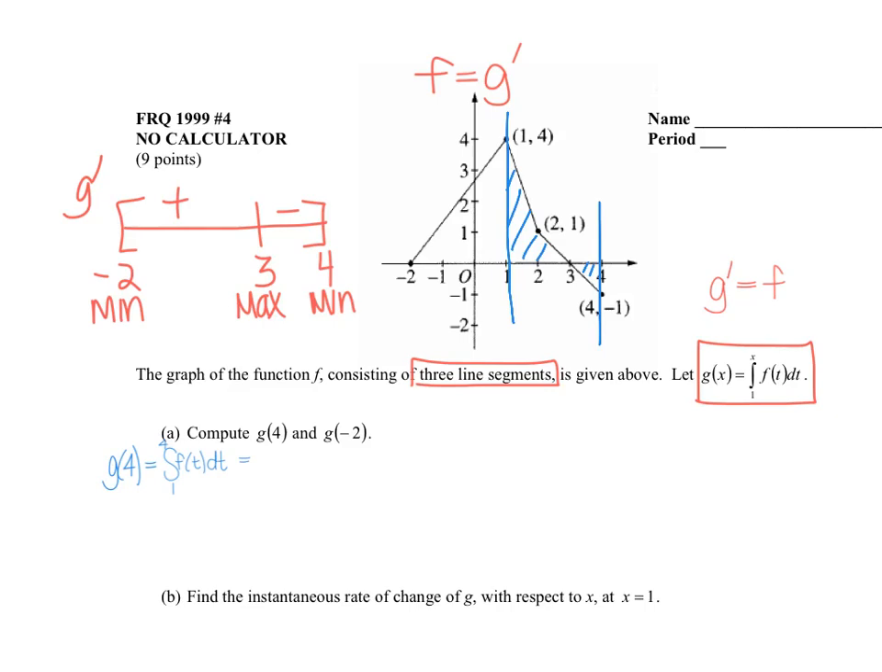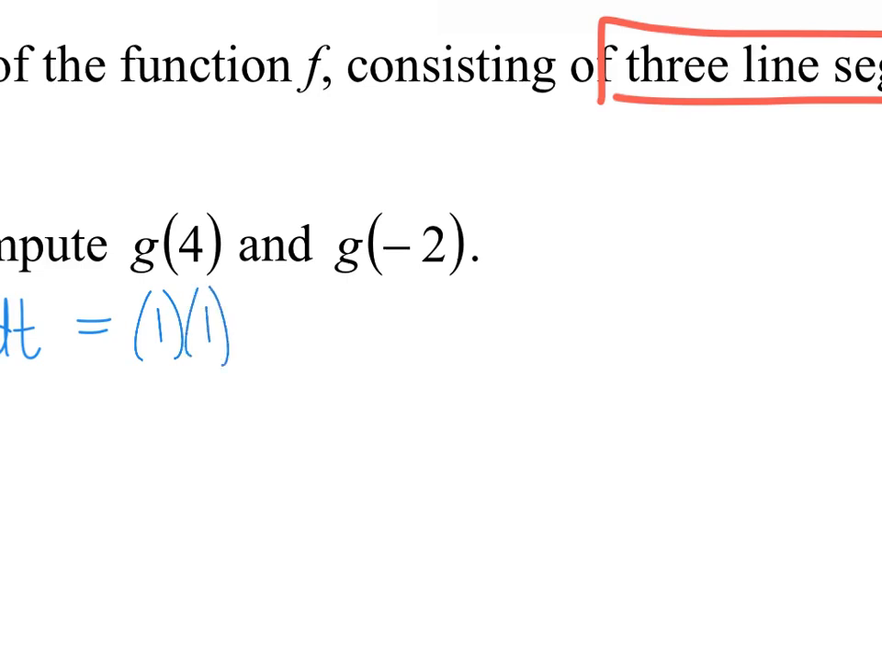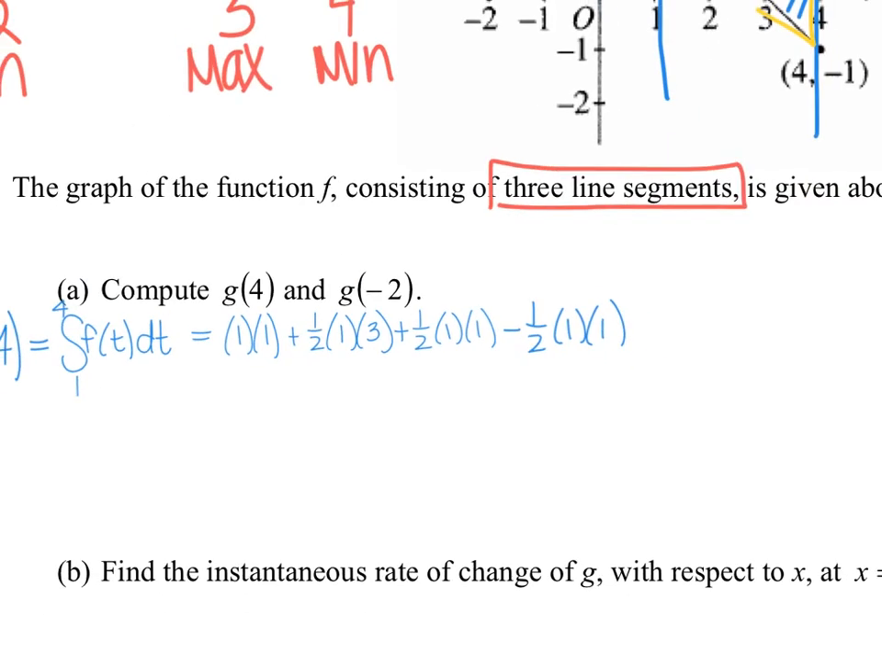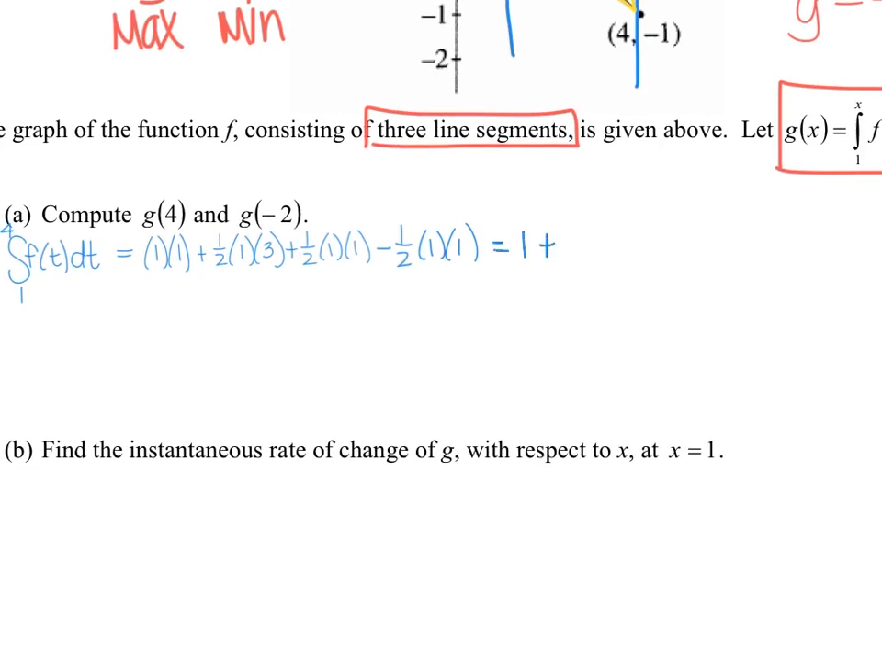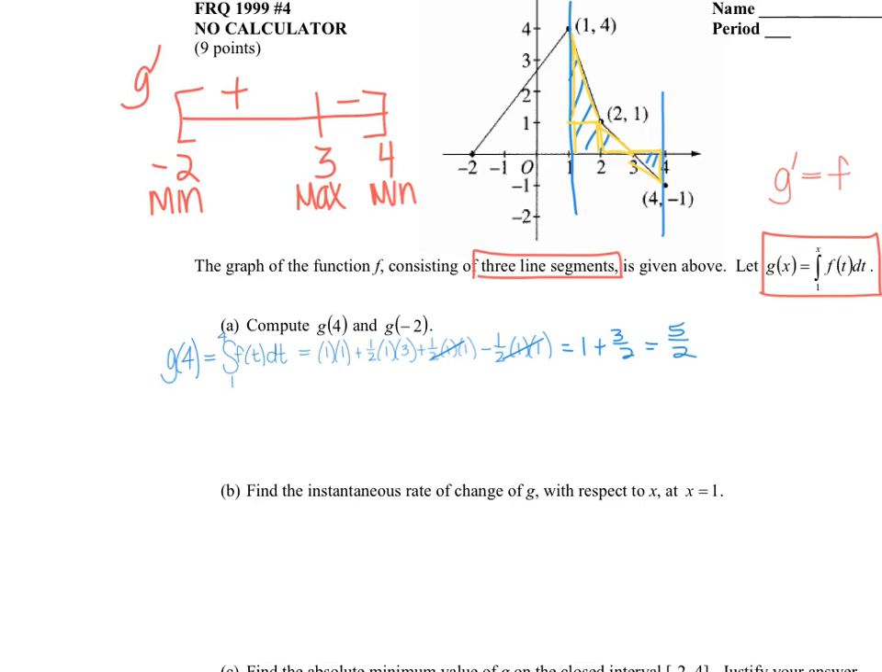Yes? So I made this a square, a triangle, a triangle, a triangle. Anything that's below the x-axis is negative. So first I had my rectangle or my square. Plus I had the big triangle, which was a base of 1 and I think a height of 3. Plus the little triangle, which a height of 1 and a base of 1. Subtract the little triangle, 1 times 1. So this came out to be 1 plus 3 halves. These canceled, so I got 5 over 2. So g of 4 is equal to 2.5, or 5 over 2.